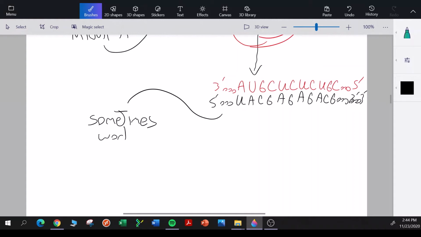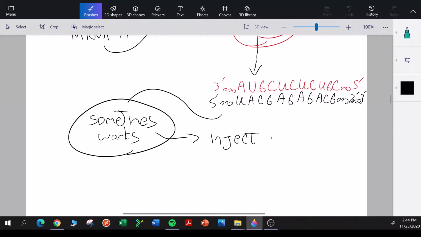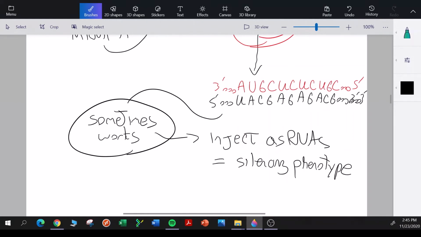Sometimes it works. And that's kind of frustrating, the sometimes. So what they could do was inject these, or use some other technique to get these into cells, or inject them into an organism like a nematode or C. elegans, which I'll talk about in a moment. Inject antisense RNAs equals the silencing phenotype. Sometimes. And what do I mean by silencing phenotype? The phenotype that results when the gene product, whatever the gene is, is knocked down.